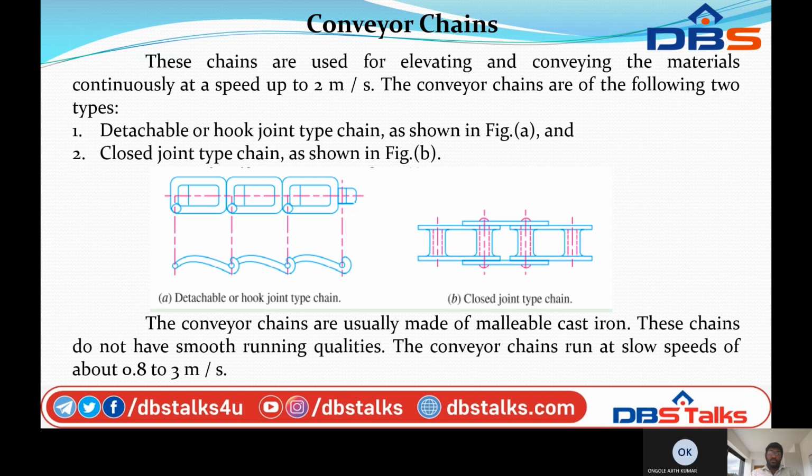The conveyor chains are usually made up of malleable cast iron. These chains do not have smooth running qualities. The conveyor chains run at a slow speed of about 0.8 to 3 meter per second.